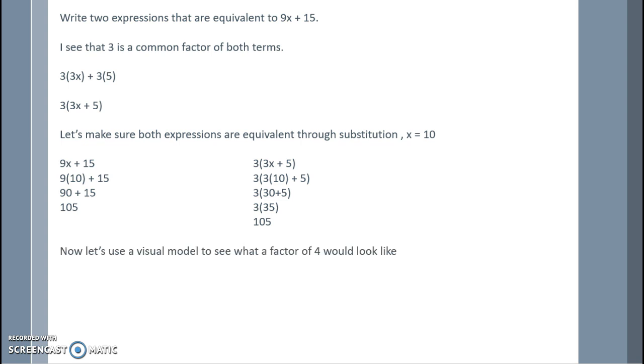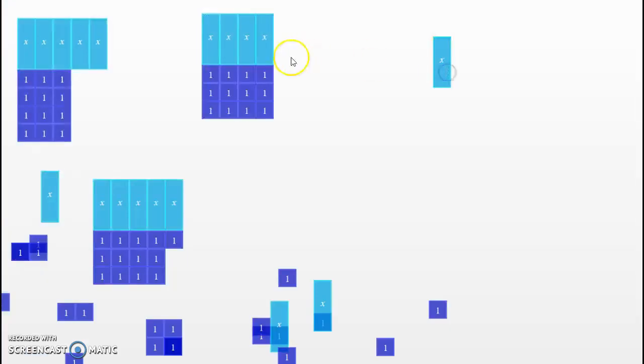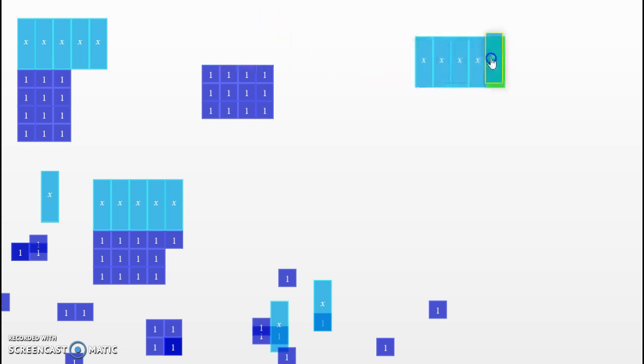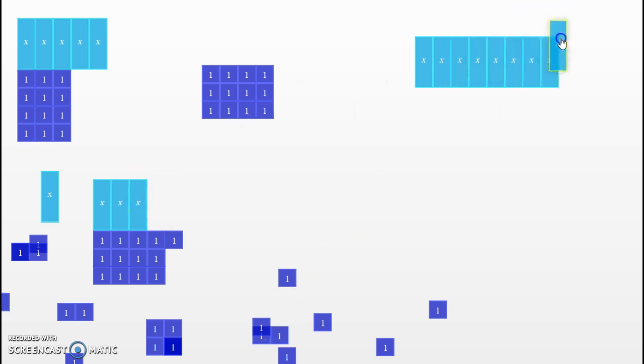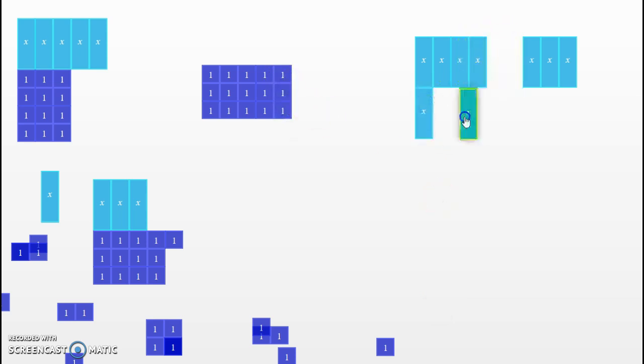Let's use a visual model to see what a factor of 4 would look like. So let's start off with 9: 1, 2, 3, 4, 5, 6, 7, 8, 9, and 15. So here's 3, 6, 9, 12, 13, 14, 15. Okay, so we need 4 distinct groups here. So I'm going to start cutting these off so that I have 4.